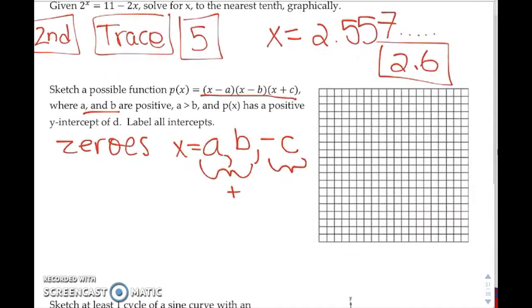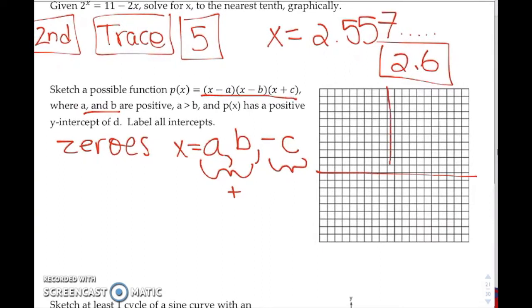So let's start with this. I'm going to graph these. And again, it's a sketch. It doesn't need to be perfect. And they tell me a is greater than b. So I know I should have 2 over here. But a is greater than b, so a should be further to the right than b. Now, c is going to go on the other side. So I'm going to put that over here.